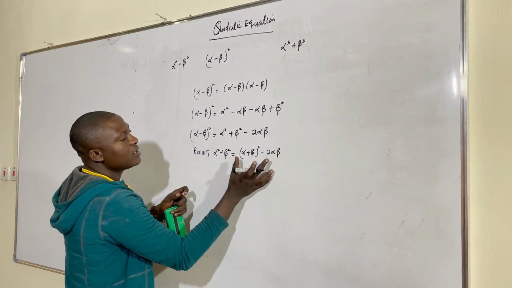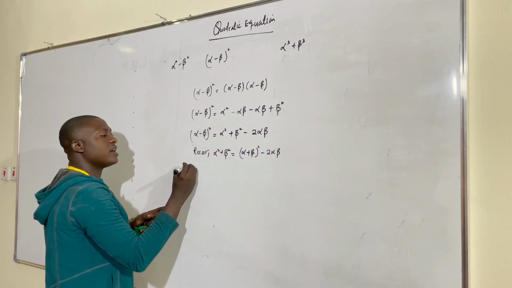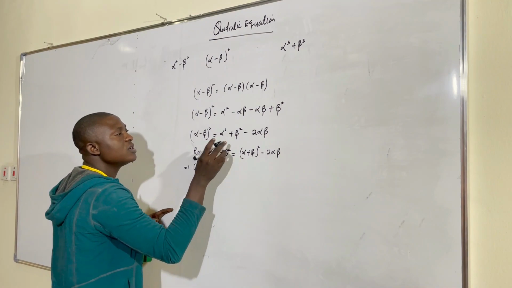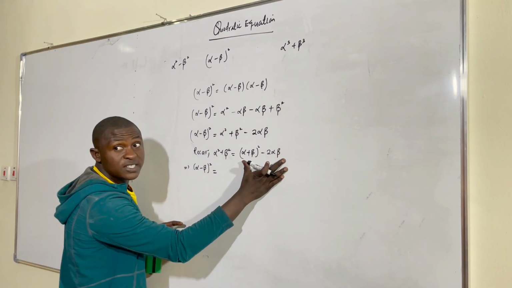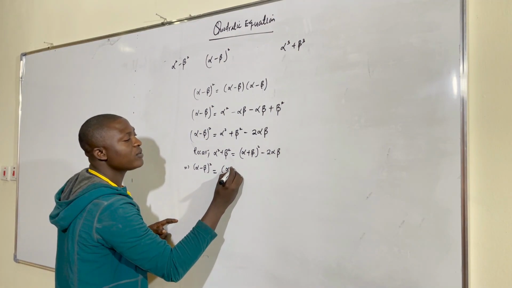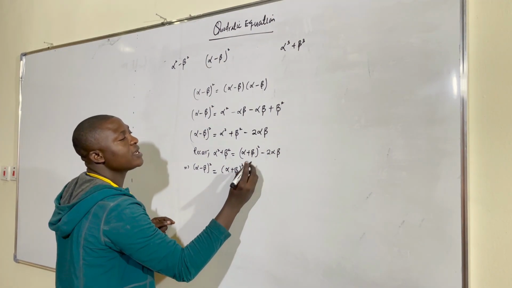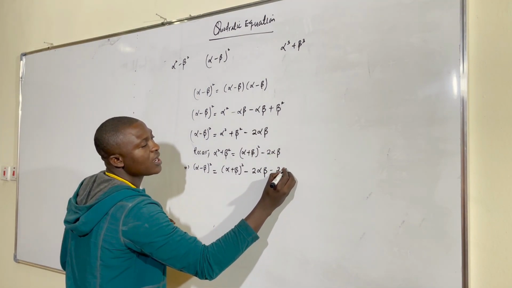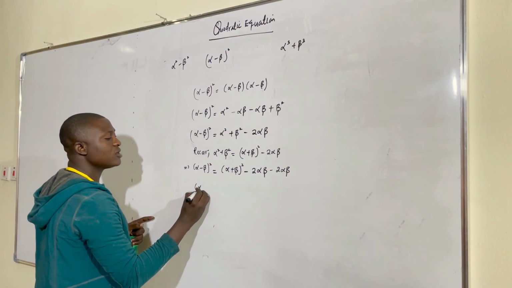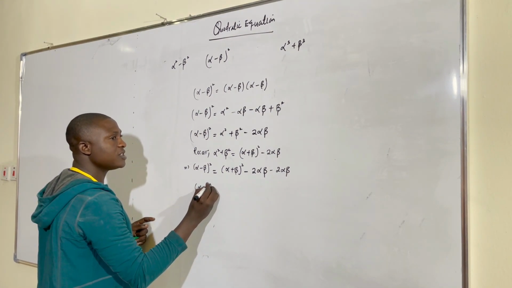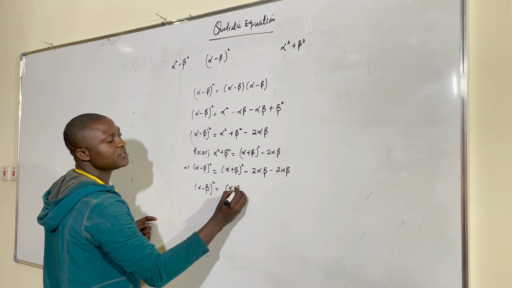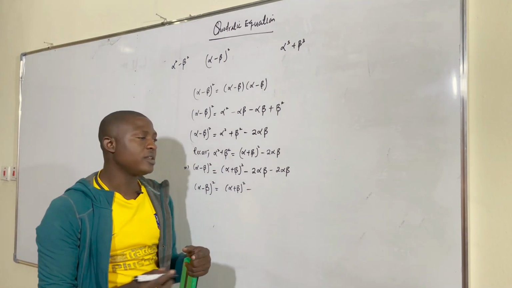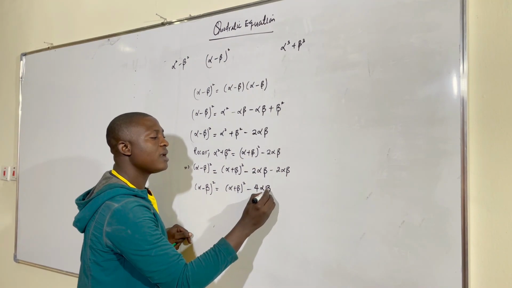So let's substitute this value into this problem. That means alpha minus beta all squared is equal to, instead of writing alpha squared plus beta squared, I will replace it with its own formula, which is alpha plus beta all square minus 2 alpha beta. You can see we have another one here, minus 2 alpha beta. So alpha minus beta all square is equal to alpha plus beta all square minus 2 alpha beta minus 2 alpha beta. It's like you are adding them. That's going to give us minus 4 alpha beta.